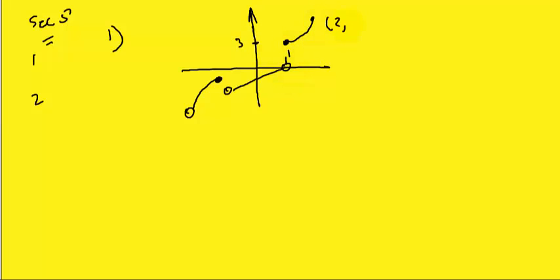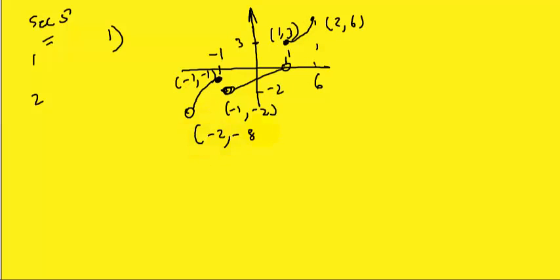And this point is (2, 6). And this point is (1, 3). And this point here is (-1, -1). And this point here is (-1, -2). Okay, and this is 6. And then finally this point here is (-2, -8). Okay, and this is -2, and that point is -8.